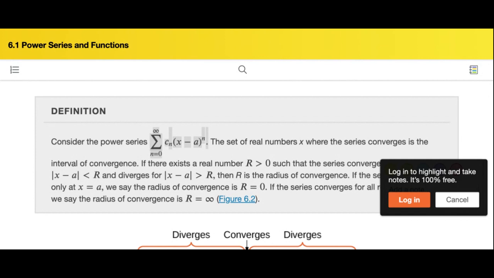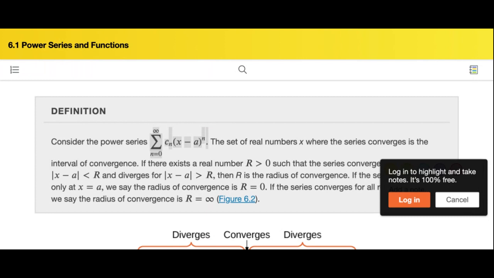So a power series always converges at its center. And it converges to C naught, right? Because only C naught survives. All the x minus a's become 0. So this is the center of convergence.